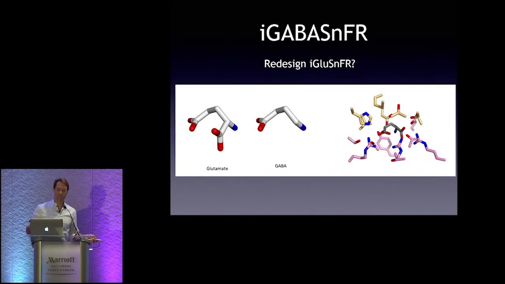So, while glutamate is excitatory, as we all know, GABA is the primary inhibitory neurotransmitter, except when it's not. They are structurally quite similar. The only difference is the absence of this carboxylate group on GABA. So one could imagine that you could make a GABA sensor by redesigning iGluSnFR. We tried that, but failed. I could talk to you a long time about the structural reasons for that.